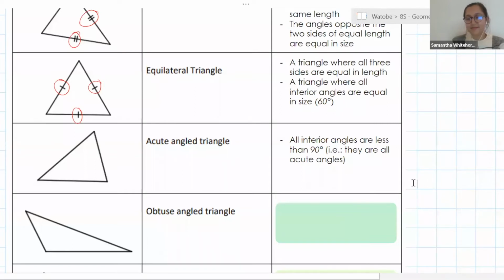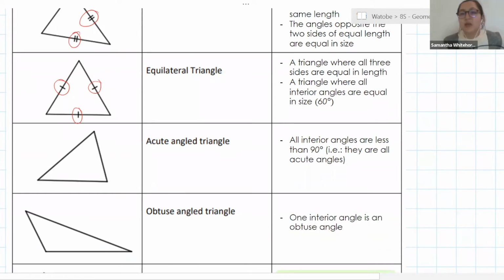An obtuse angle is an angle that exceeds 90 degrees. Okay, cool. So in an obtuse angle triangle, we have one angle that is obtuse. So basically one angle that is somewhere between 90 and 180 degrees. Now it can only be one obtuse angle because of the fact that it is a triangle. We can't have more than one obtuse angle in a triangle. And so we would only have one, unlike an acute angle triangle where they'd all be acute angles.